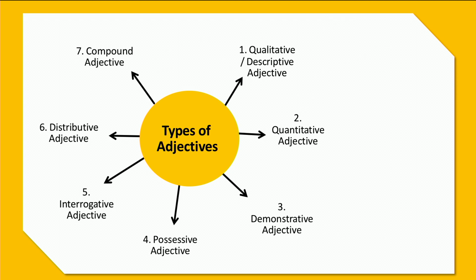We have 7 different types of adjectives. Number 1, qualitative or descriptive adjectives. Number 2, quantitative adjectives. Number 3, demonstrative adjectives. Number 4, possessive adjectives. Number 5, interrogative adjectives. Number 6, distributive adjectives. And number 7, compound adjectives. Now let's study each of them with some examples.